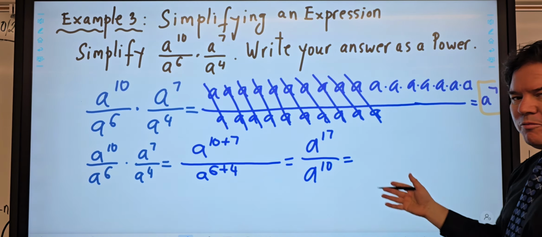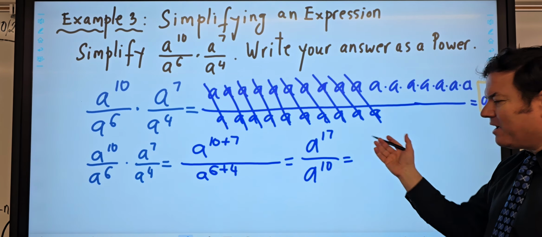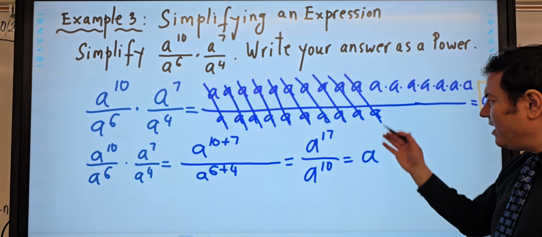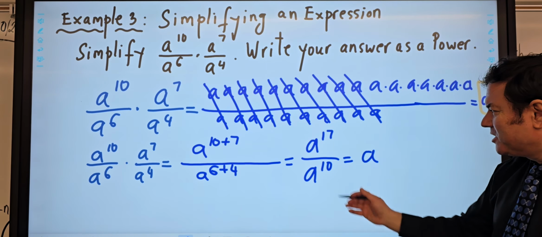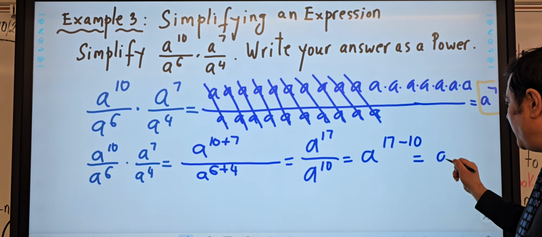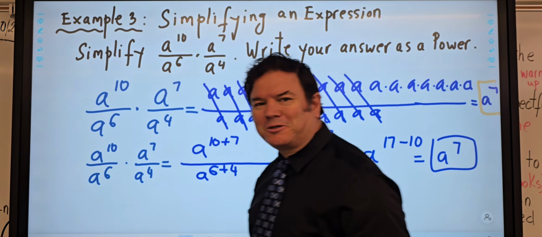And now we are going to use the formula for today. If we divide two powers that have the same base but different exponents, we can keep the base, which is a, and simply subtract the exponents. That's 17 minus 10, which is a to the power of 7. And you see, we got the same answers.